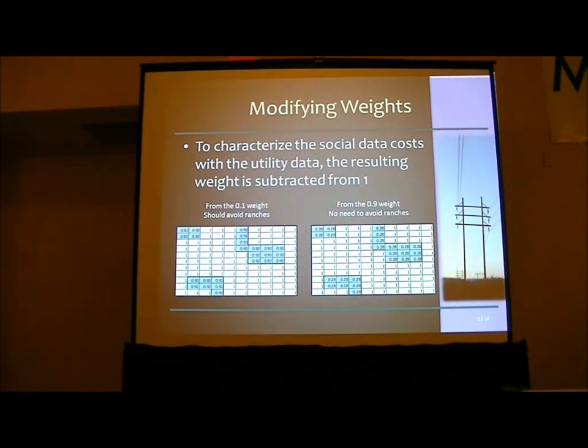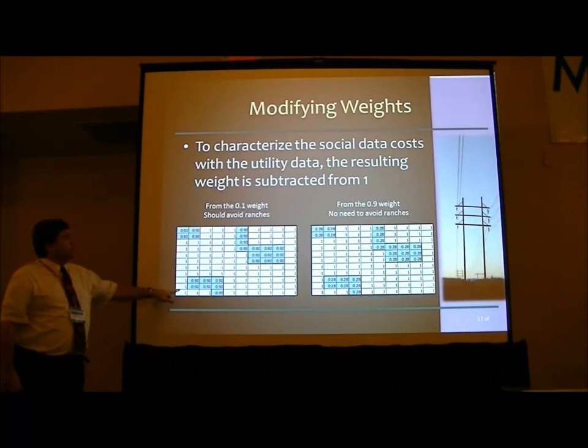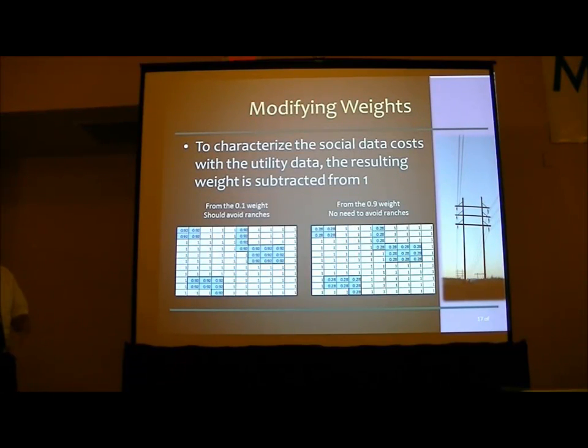So to characterize the social data correctly, you subtract that from them. So the agreeable answers saying we should avoid branches would actually be the high cost. So these are actually cost rasters. I should say that. So we have a high cost for avoid branches, which is what we want. And based on the question, and the 0.9 weight, no need to avoid branches is the lower cost, because the lower cost is the preferred route.